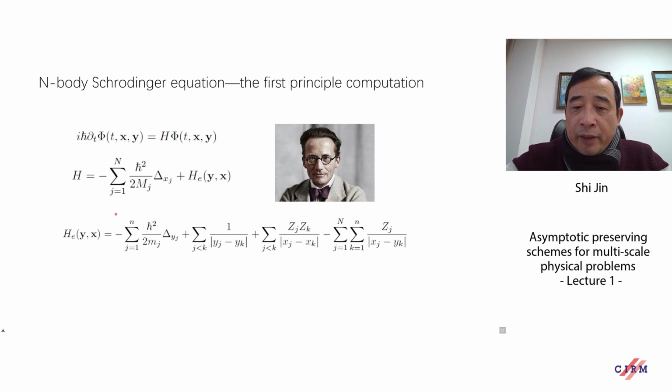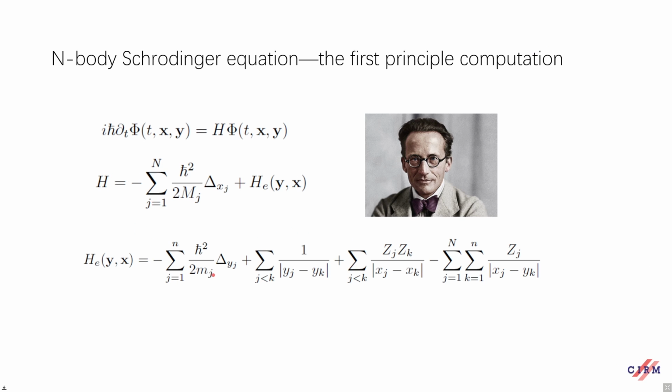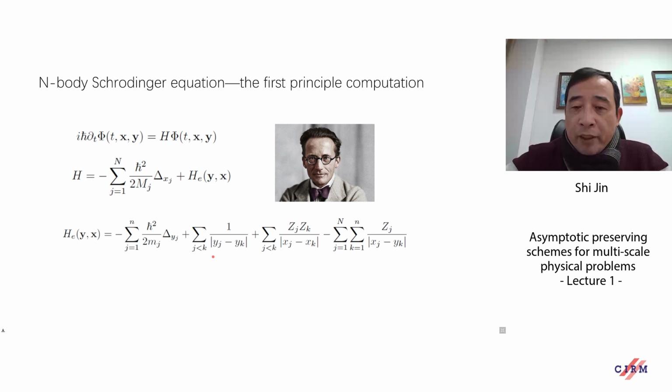So again, you have this kinetic energy part of the electrons. That's the Laplacian of y_j. Here, j is from 1 to little n. Assume you have little n electrons. The rest are the forcing terms between the particles. All right, so that's a Coulomb interaction between particles. So this is the interaction between nucleus j and nucleus k. All right, so that's the Coulomb interaction between the nuclei.